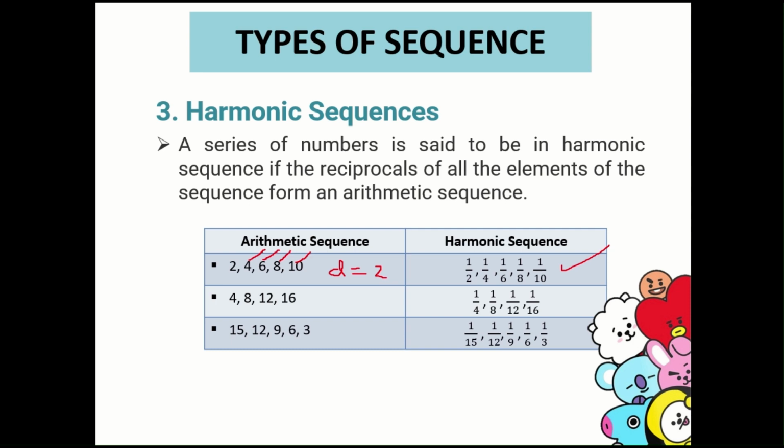And that applies to our second example. As you can see here, 4 plus 4. Therefore, the common difference should be 4. 4 plus 4, 8. 8 plus 4, 12. 12 plus 4, 16. And for the third example, that is 3. But we are doing subtraction. That's 15 minus 3 is 12. 12 minus 3 is 9. 9 minus 3 is 6. And 6 minus 3 is 3. And that's how we do that.